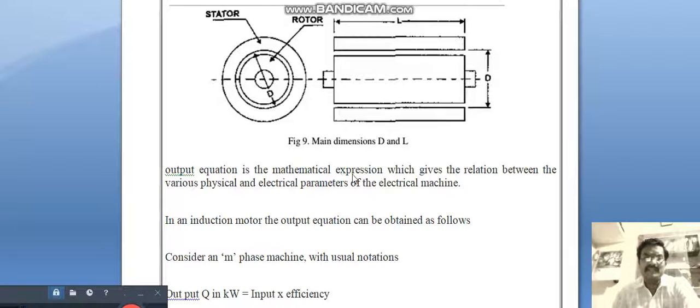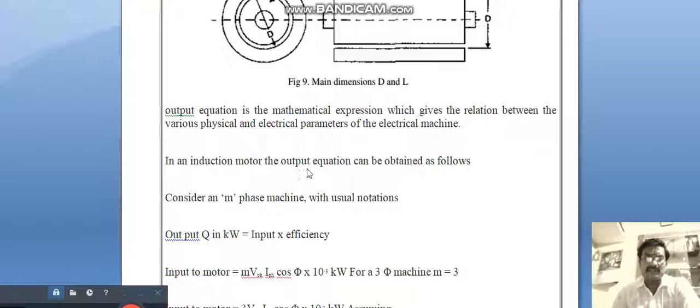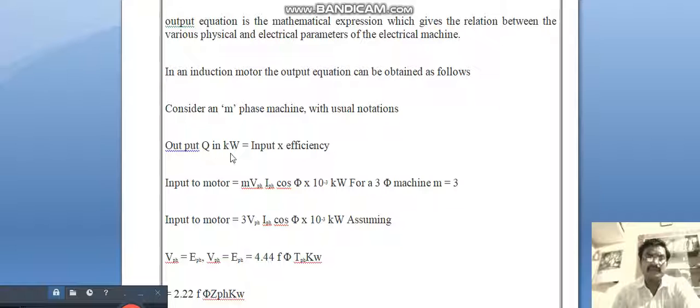The output equation is the mathematical expression which gives a relation between the various physical and electrical parameters of the electrical machines. In an induction motor, the output equation can be obtained as follows. Consider an M-phase machine, where M here is 3. With the usual notations, output Q in kilowatt is equal to input into efficiency. We know efficiency is equal to output by input, so from that, output is equal to input multiplied by efficiency.